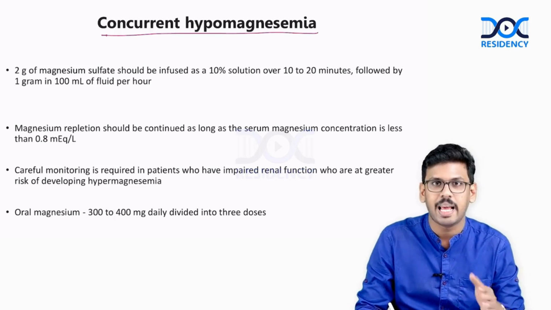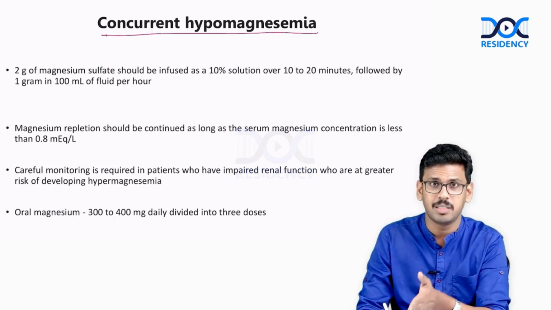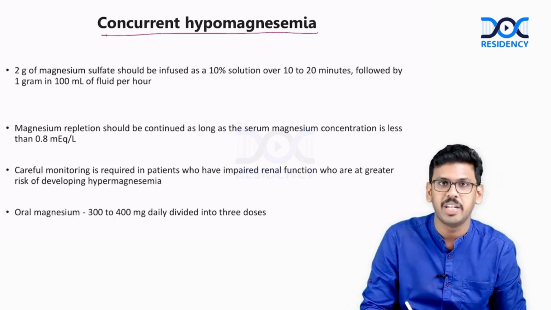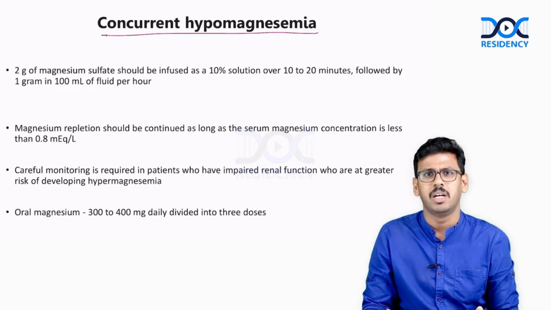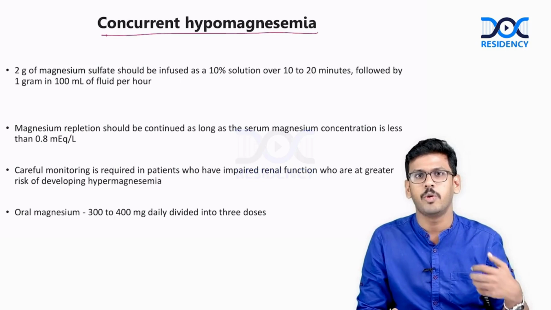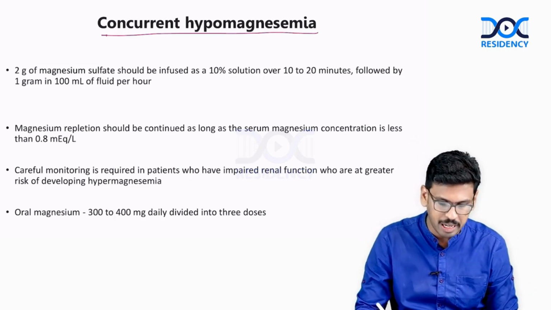So you check the calcium as well as magnesium, and if the magnesium is found to be very low, you give an IV correction, but it is not often required. It is only slightly reduced, and you can correct it with oral supplementation only.